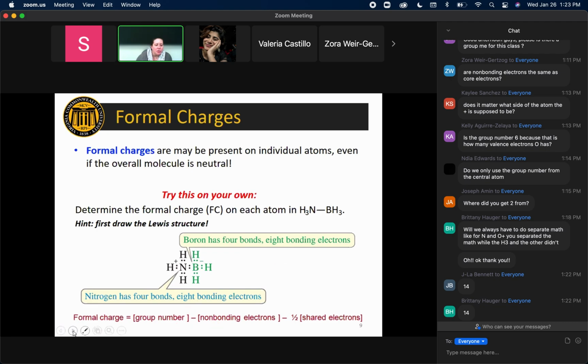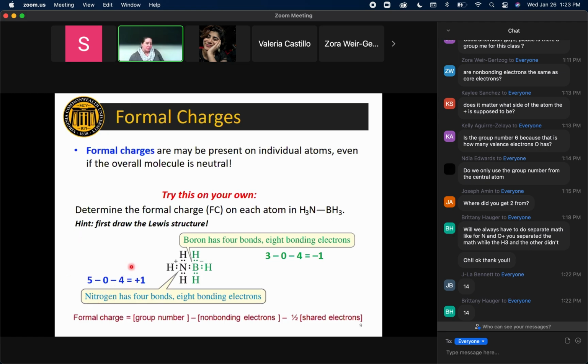So the only thing we need to know now is the group number for each, which we already knew from calculating the Lewis structure. For nitrogen, we've got 5, group number 5, minus 0 non-bonding, minus 4, which is again half of the bonding electrons, right? And that makes +1, and you can see that plus sign right here. And you can go through the same math for boron and get -1, and so you can see that minus sign here. Hopefully that's making sense to you guys.